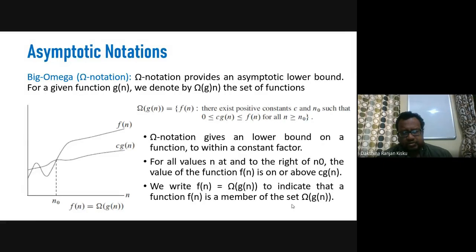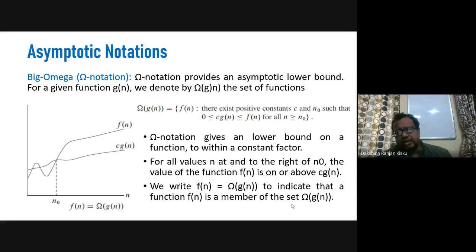So here we are writing omega of g(n) equals f(n) such that there exist positive constants c and n0 such that c·g(n) is less than or equal to f(n). That means c·g(n) will be found to be less than or equal to f(n) for all n greater than or equal to n0. So big omega notation gives a lower bound. Lower bound means that the f(n) function is lower bounded by c·g(n). That is why big omega notation gives a lower bound on a function to within a constant factor.